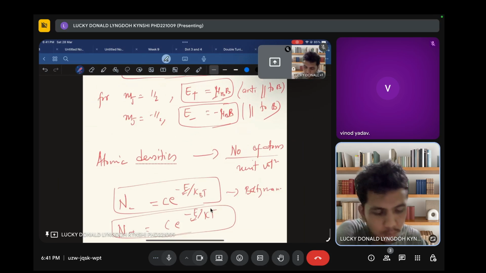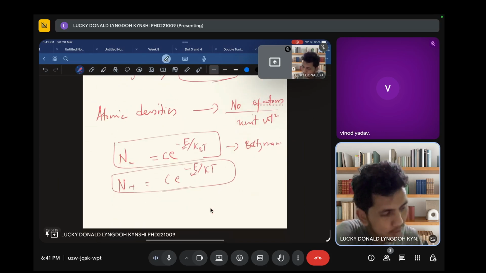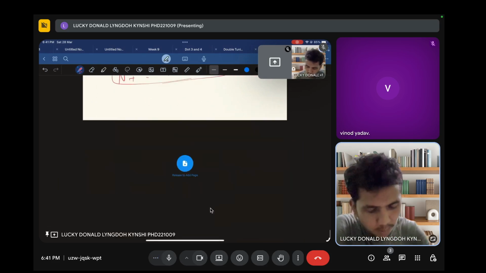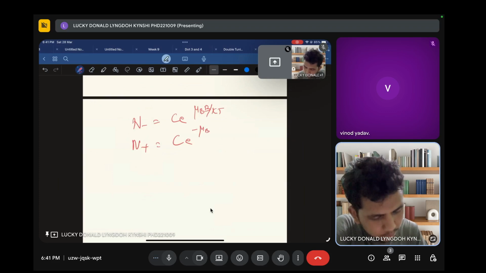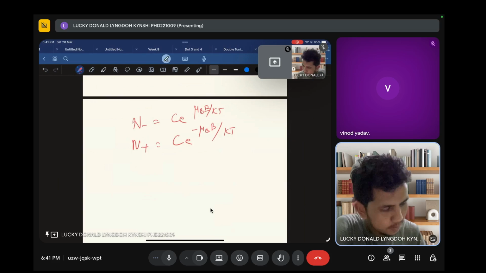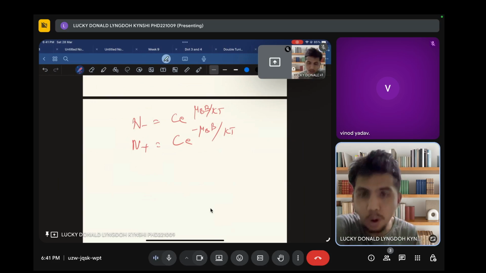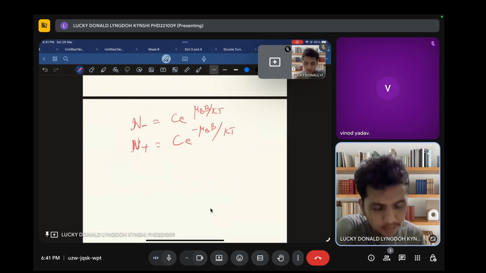E plus is mu B B and E minus is minus of mu B B. Then you can directly know what is your n minus. Your n minus will be simply c e to the power, instead of energy you can substitute the energy that you get from above, mu B B by kT, and again n plus will be equal to c e to the power minus of mu B B by kT. Okay, so now you know how many atoms there are with energy E minus, and how many atoms there are with energy E plus.